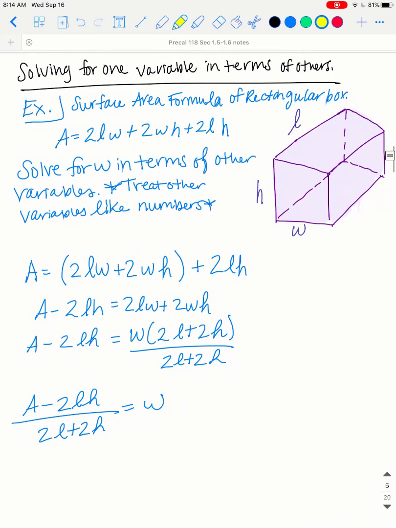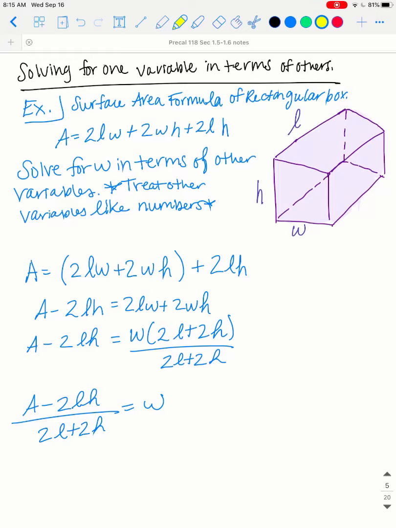So, solving for one variable in terms of others. Here we have the surface area formula of a rectangular box. We want to solve for the variable w in terms of the other variables, such as length and height. In order to solve for w by itself, we're going to treat the other variables, length and height, like numbers, basically, and not a variable.